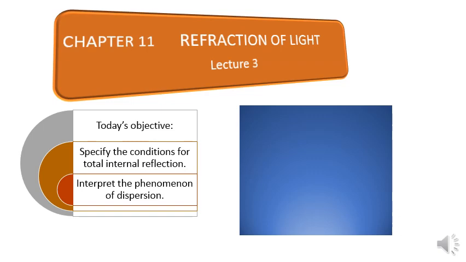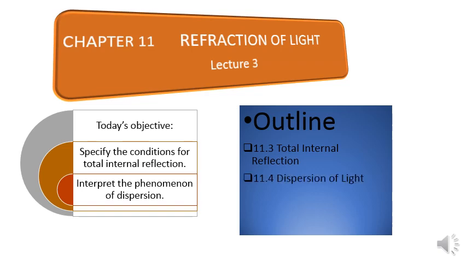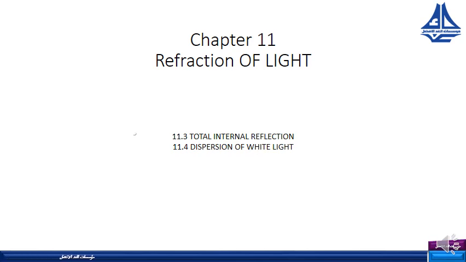In the last lectures, we had defined refraction of light and stated the two laws of refraction of light. Today, in the last lecture, lecture 3, we are going to specify the conditions of total internal reflection and interpret the phenomenon of dispersion. Let's get started.